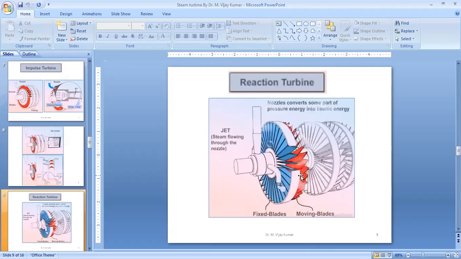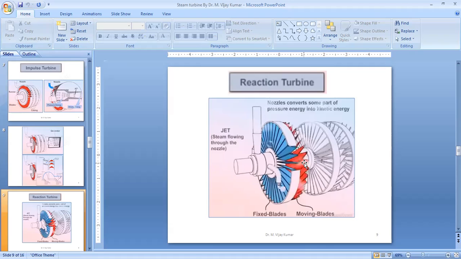Moving blade means the blade rotates. The fixed blades will be constant, meaning they will not rotate. These are rigid. First will be the fixed blade, and after this the moving blade, which will be rotating. As the blades rotate, the runner will rotate, and the shaft will also be rotating.